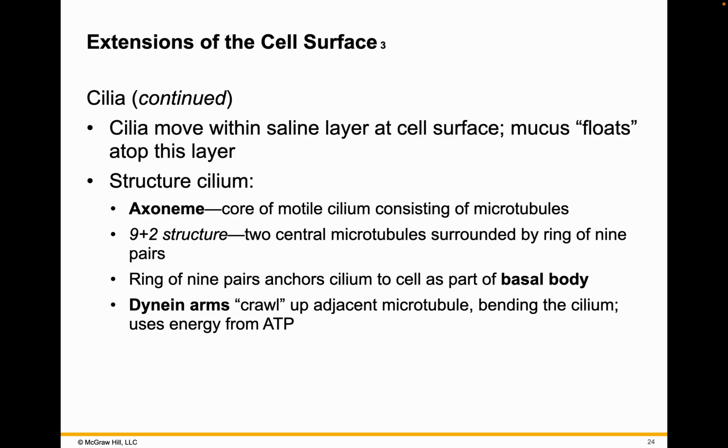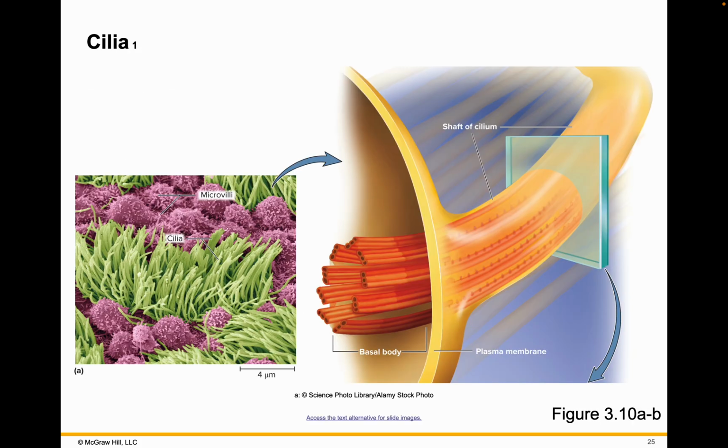It has a 9+2 structure, 2 central microtubules surrounded by a ring of 9 pairs. The ring of 9 pairs anchors the cilium to the cell as part of the basal body. And then there are dynein arms that crawl up the adjacent microtubule, causing the cilium to bend. This requires the use of ATP to provide an energy source. So the green here are cilia, and they are beating in a way that moves material in one direction.